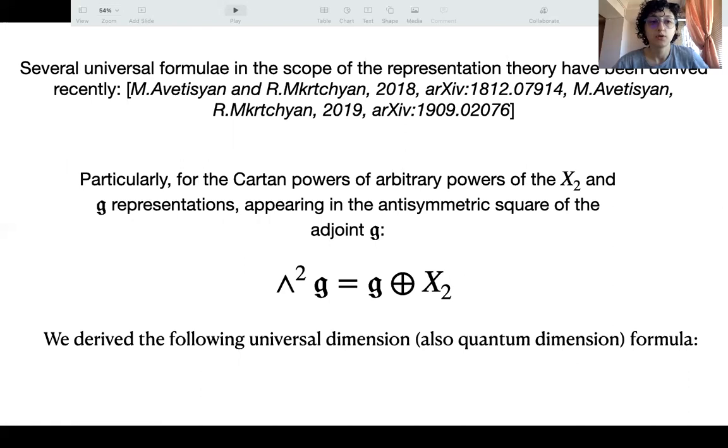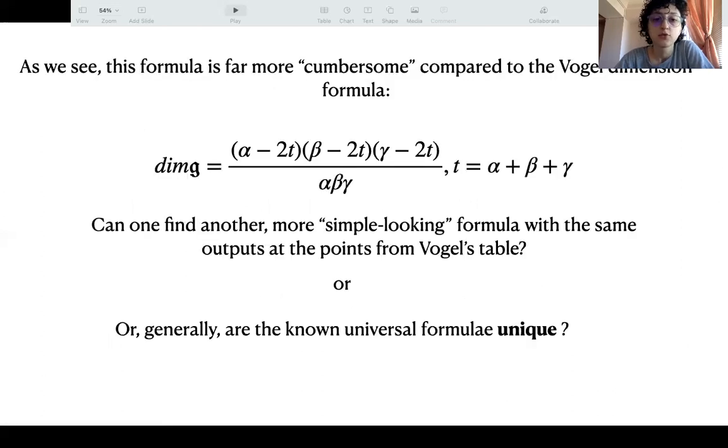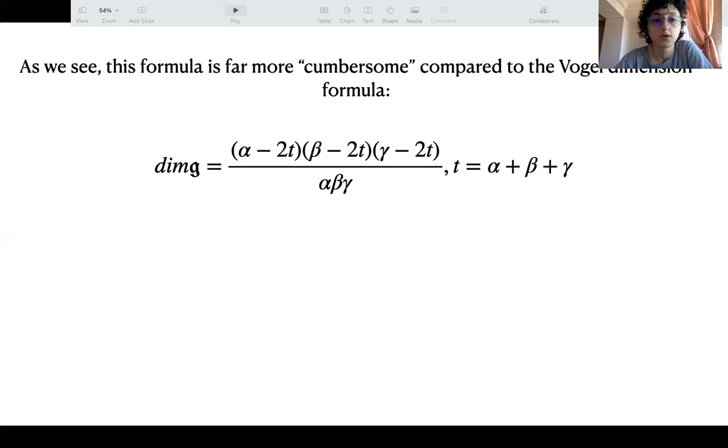Since the initial work of Vogel, several universal formulae in the scope of the representation theory of simple Lie algebras have been derived. Particularly, I want to present a formula for the Cartan powers of arbitrary powers of the X2, so-called X2, in the adjoint representation, which appear in this presented decomposition of the anti-symmetric square of the adjoint representation. Recently, I with my supervisor have derived the following formula. As you see, in comparison with the previous one, the dimension, this formula looks far more complex. You can easily notice it.